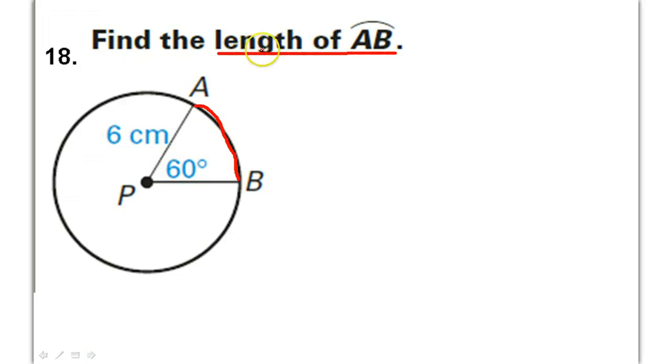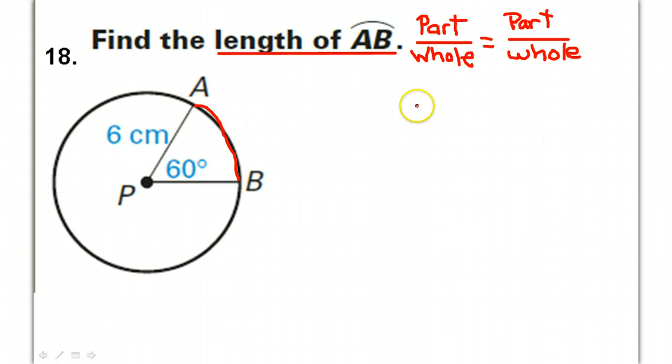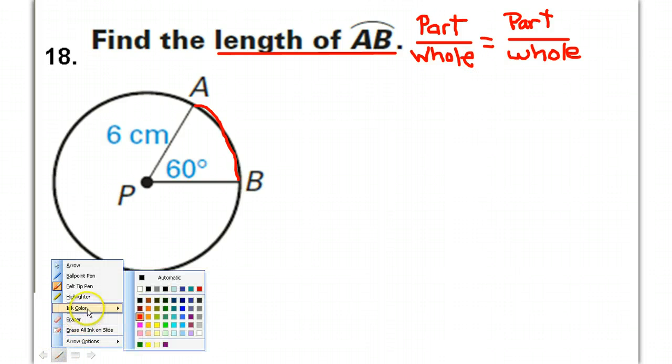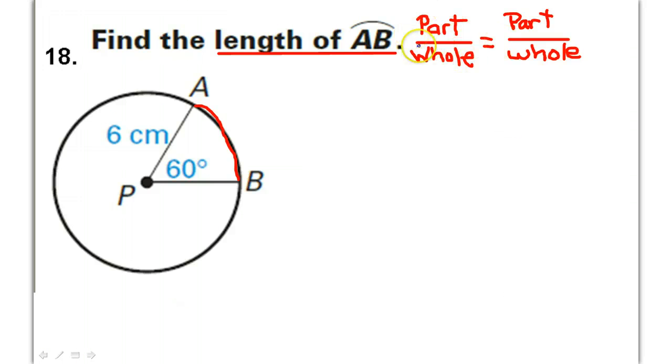Anytime you're dealing with the arc length, your first instinct should be to use what formula? Hopefully you were thinking part over whole equals part over whole. This is what we are always going to start to do when we are dealing with arc length. Now, you need to be careful and understand what I'm talking about. This part over whole and this part over whole, these represent two different things.